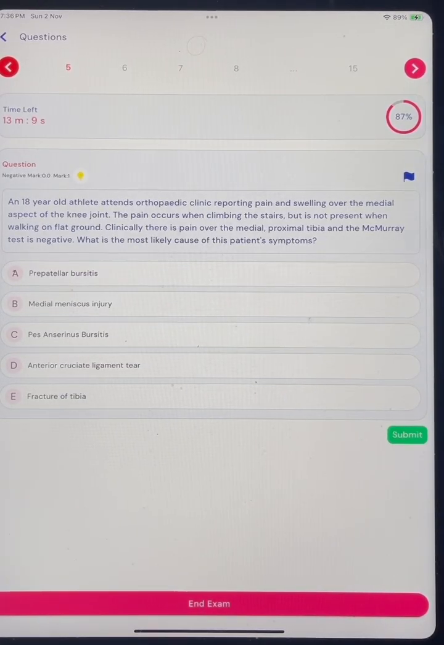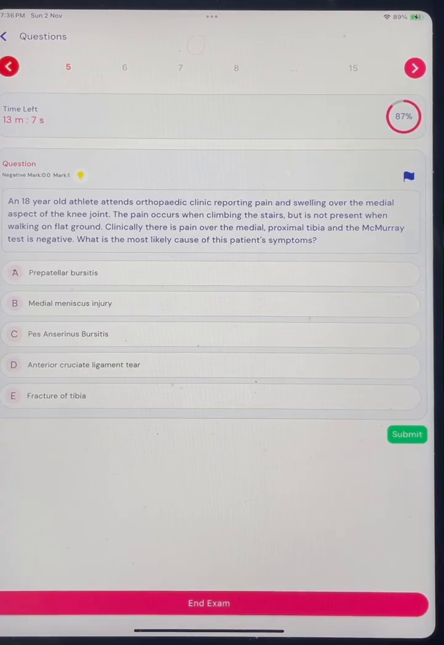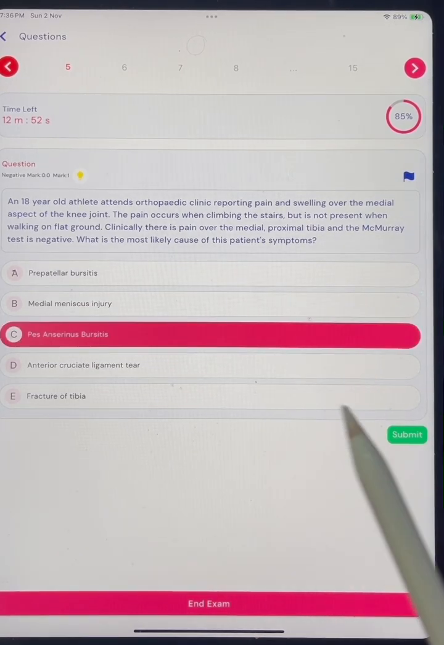18-year-old athlete attends the orthopedic clinic reporting pain and swelling over the medial aspect of the knee. Pain occurs when climbing the stairs but is not present when walking on the ground floor. Clinically, there is pain over the medial proximal tibia and McMurray test is negative. So there is no injury. This is pes anserine bursitis.